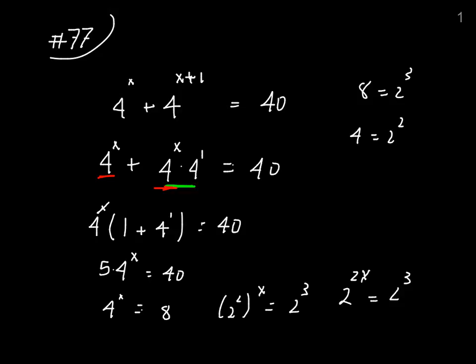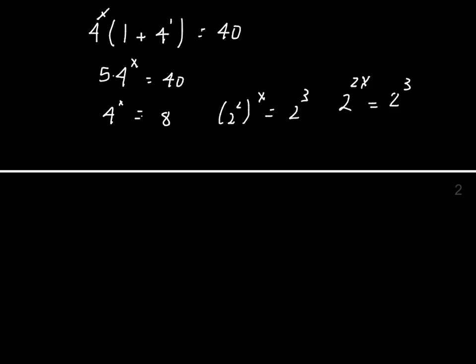I've got the same base on both sides, so I can equate the exponents. Equating the exponents gives me 2x equals 3. Solving for x now by dividing both sides by 2 gives me x equals 3 over 2. And so my solution is x equals 3 over 2.